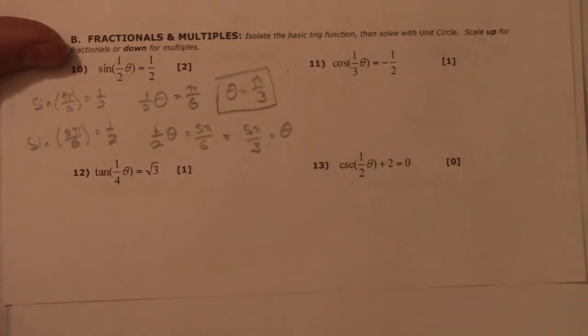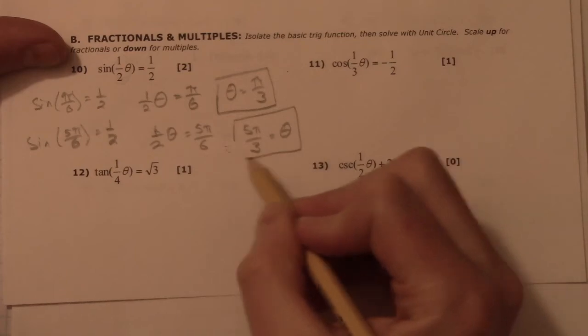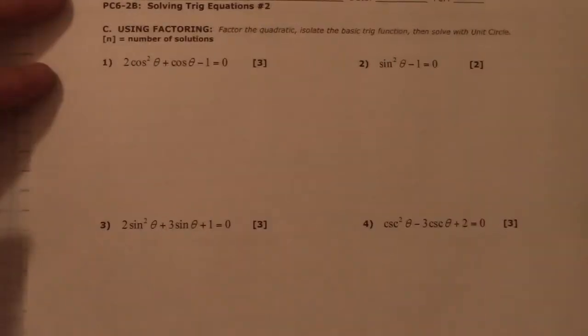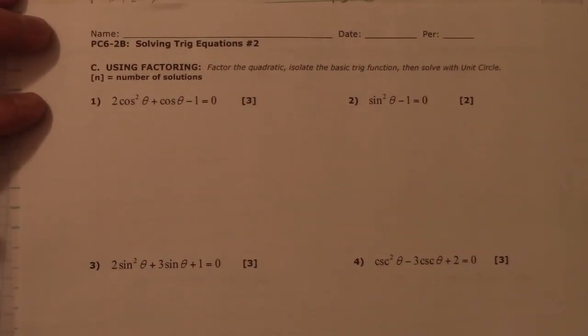All right? I don't know what this little mark is here. That's the answer for that type, all right? And I'm just going to keep moving on. You do that for all those. Then you're going to get to section C, and it says using factoring, all right?